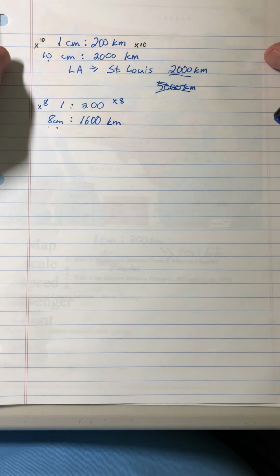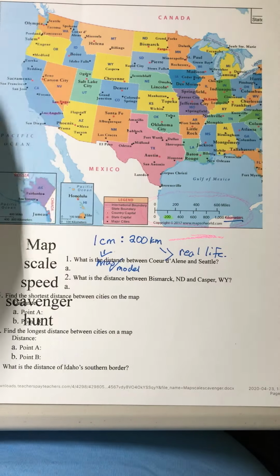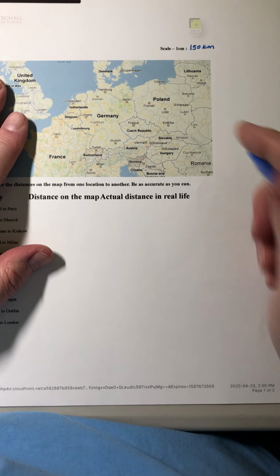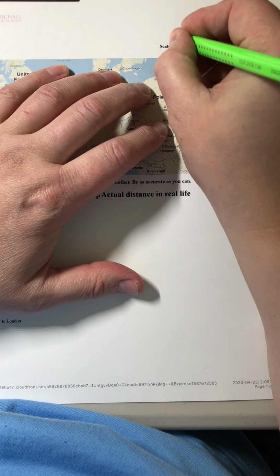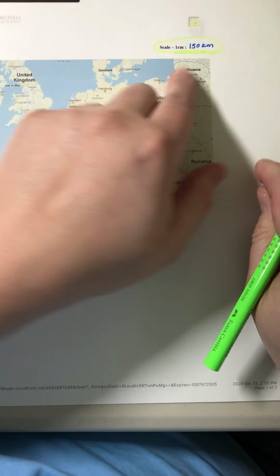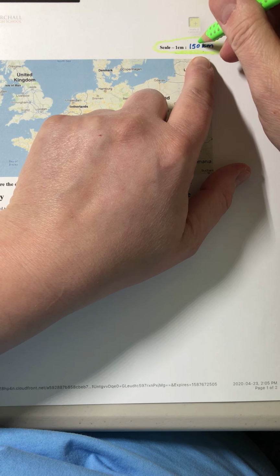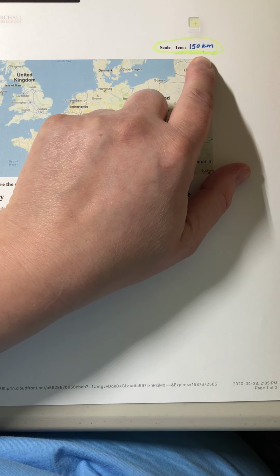Okay, now I've got another map here that we'll look at just because it has a different scale. Lo and behold, maps have different scales. They're different sizes. So you always have to find the scale. And right here, here's my scale. It's telling me 1 centimeter on the map represents 150 kilometers in real life.